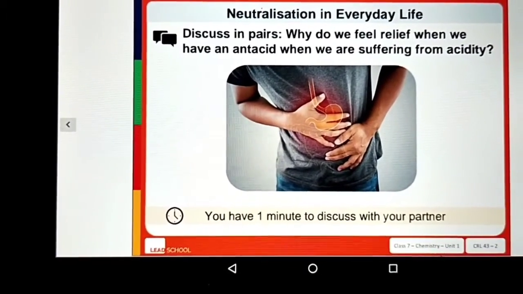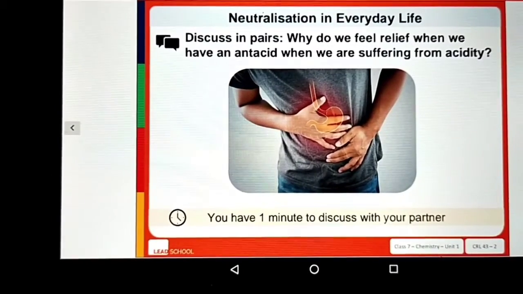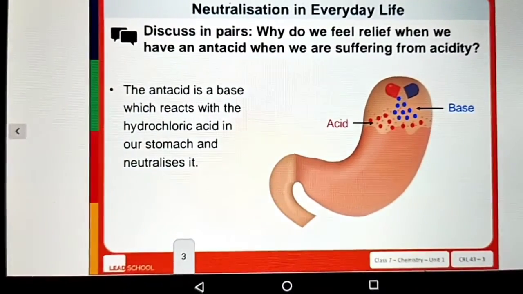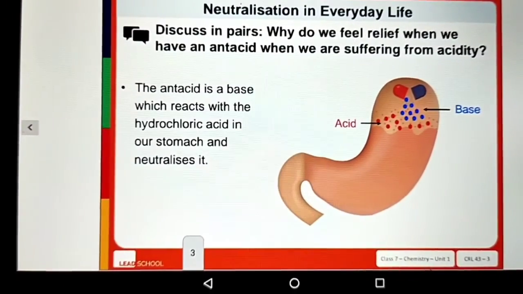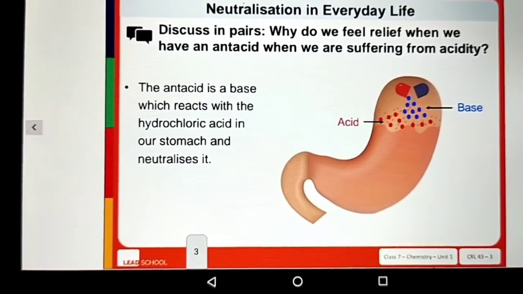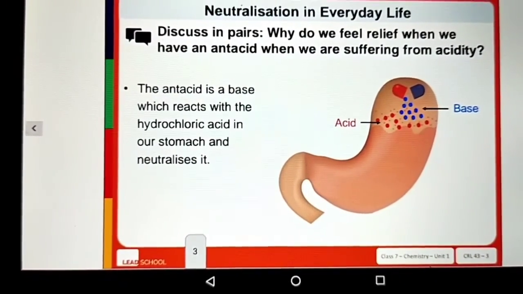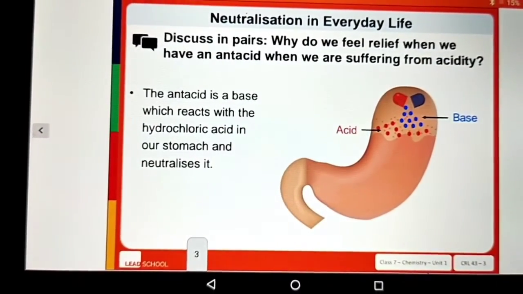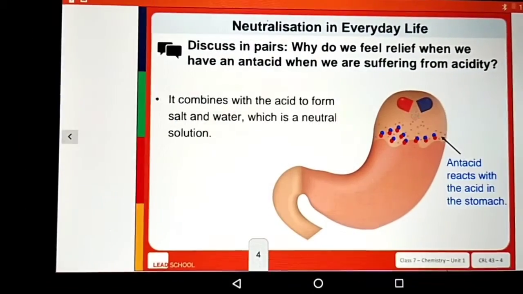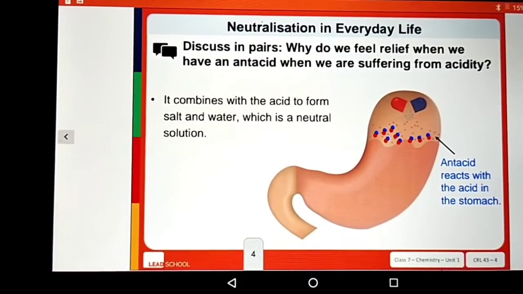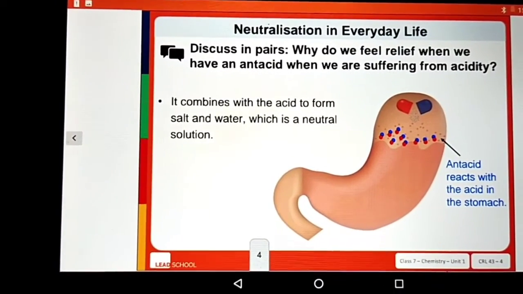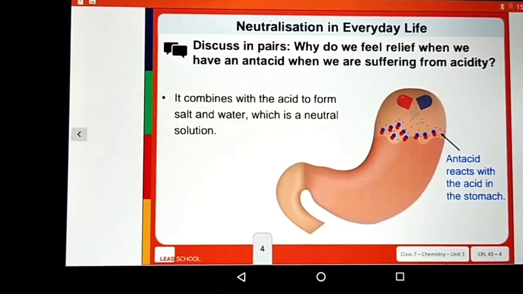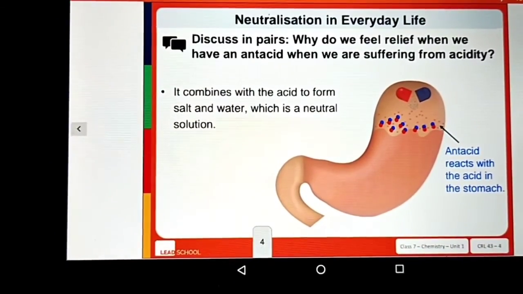Let us see how antacid acts. As you know, the antacid is a base. It reacts with hydrochloric acid present in our stomach and neutralizes it. Neutralizes means it produces salt and water. This salt and water is a neutral solution. Hence, antacids give us instant relief from acidity.